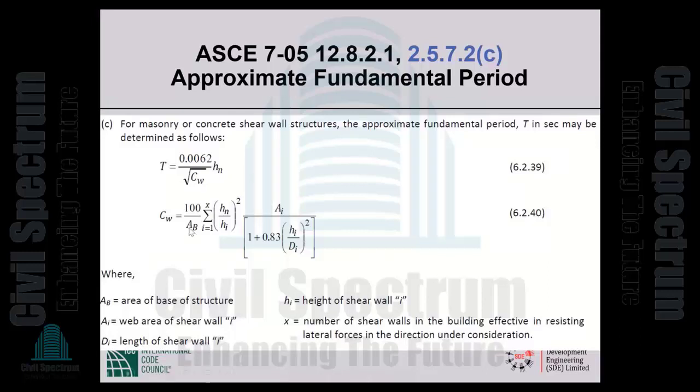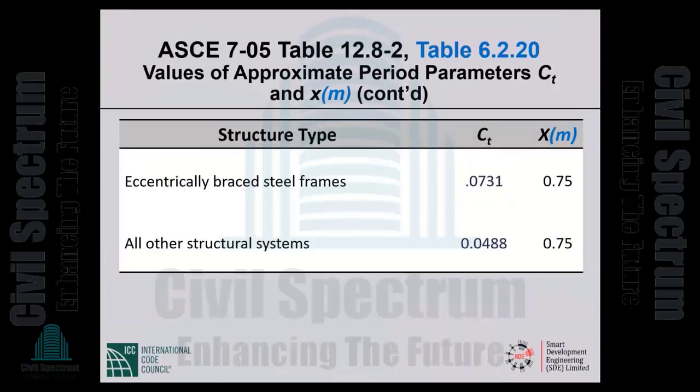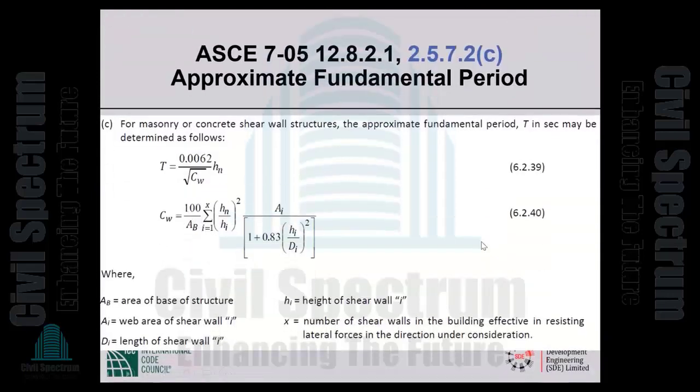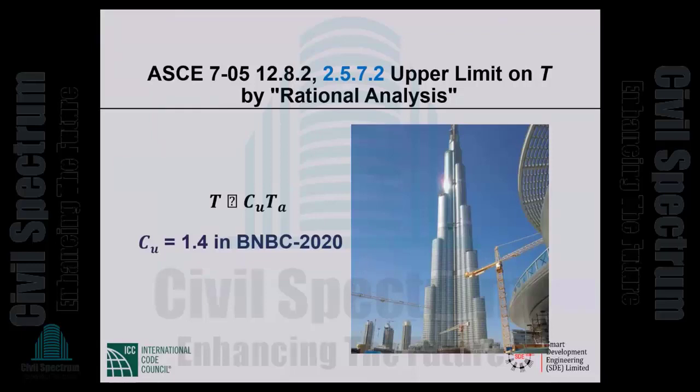We have made h_i equal to h_n. So that term has disappeared. And here h_i has been made equal to h_n. So my advice will be: stick to the other formula and do not try to use this concrete and masonry shear wall formula. This can give you pretty wrong results.